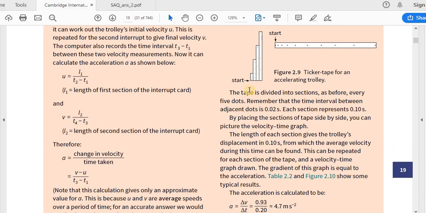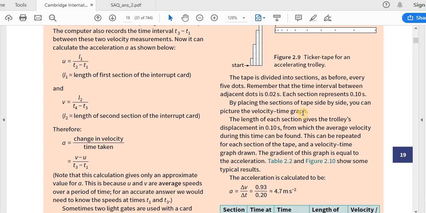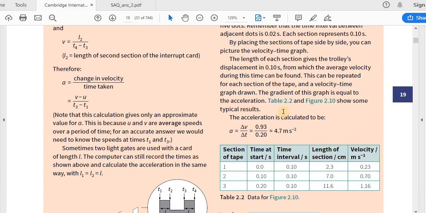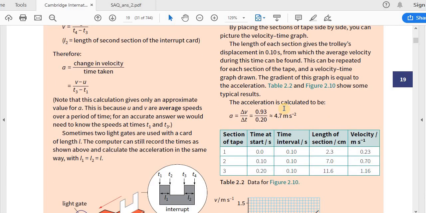Okay, sorry, this is not displacement. By placing the sections of tape side by side, you can picture the velocity time graph, because here this is the displacement, and the time intervals are the same, every 0.1 seconds. So here to here 0.1, here to here 0.1. So then you are getting a displacement time graph, y-axis displacement, x-axis time. But what they are saying is, from that you can interpret the velocity time graph also. Okay, so once you get the velocity time graph, you can get the acceleration time graph.